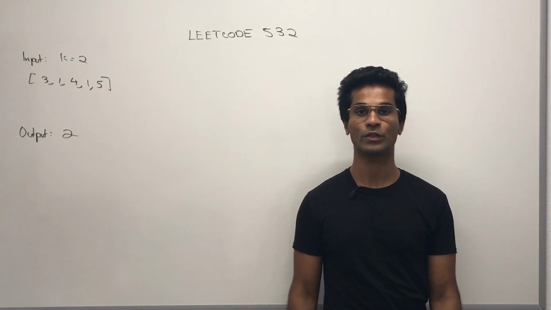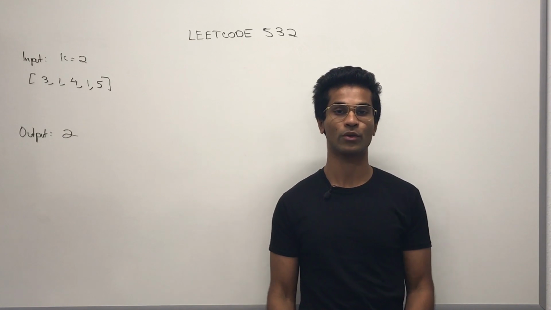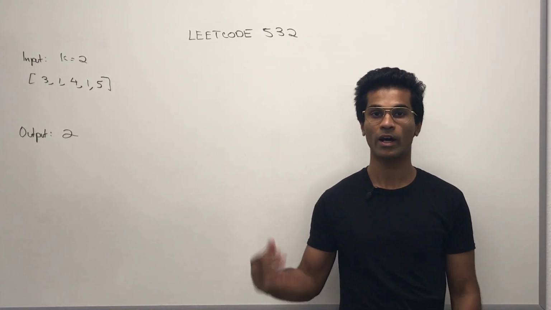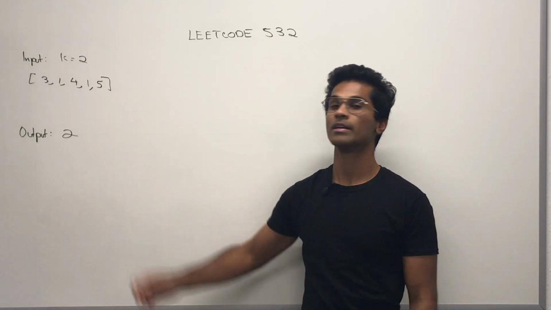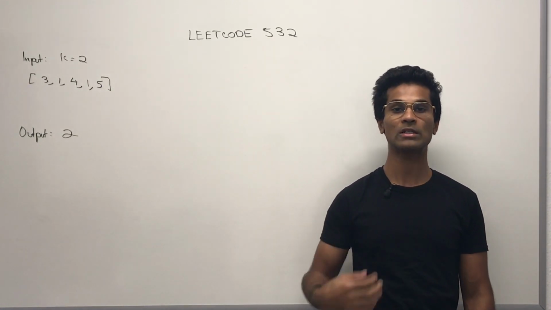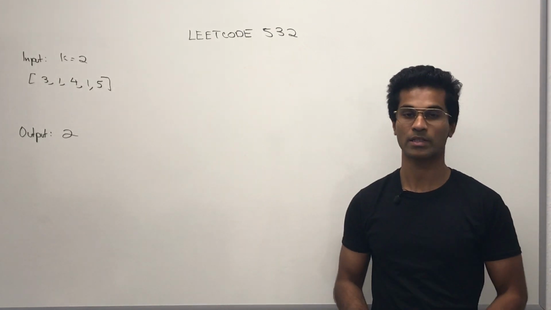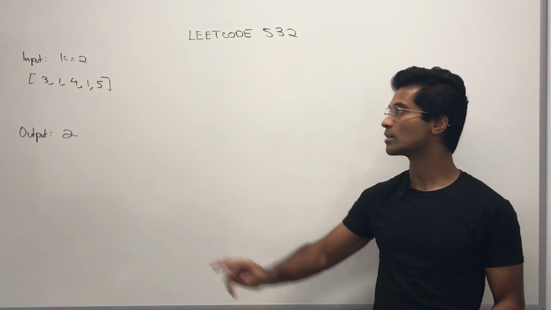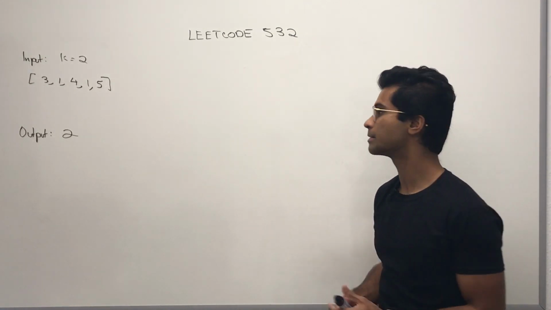So the input is going to be an array of integers and an integer, and the output is going to be an integer. So how do we get the output? We have to find a pair of numbers such that their absolute difference is k. So let's try eyeballing this. How many pairs can we get with a difference of 2, where the absolute difference is equal to k?